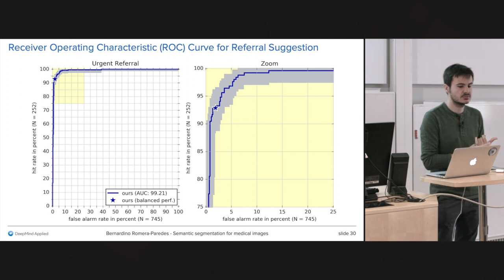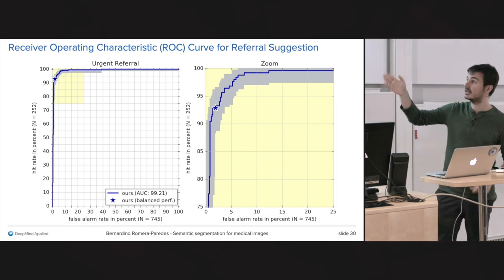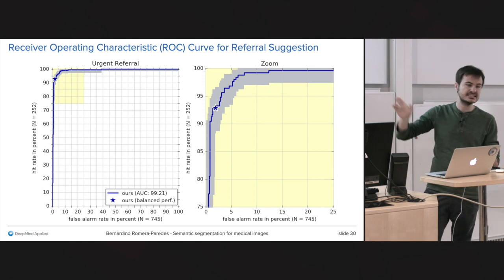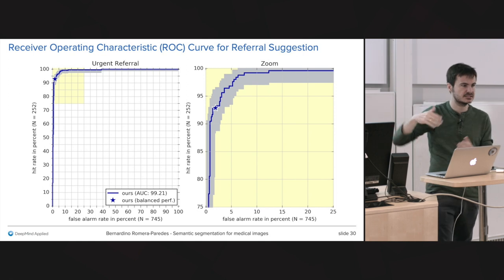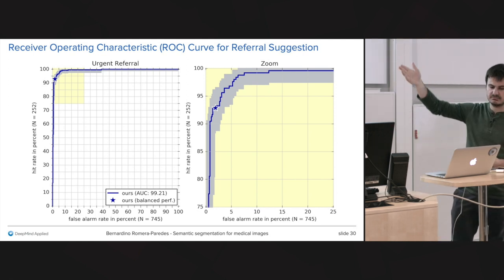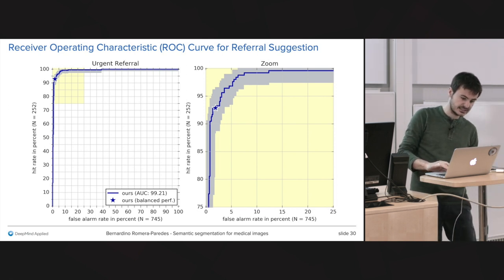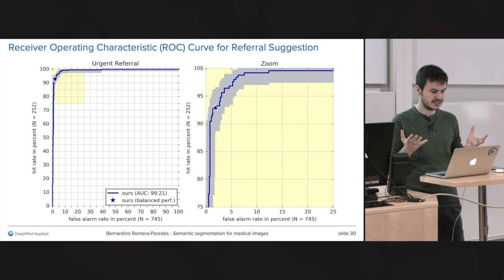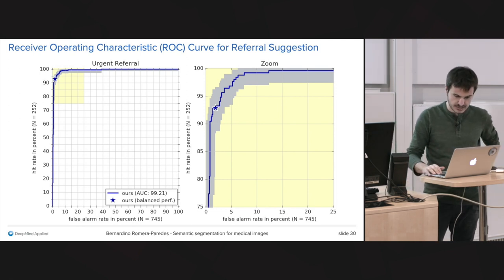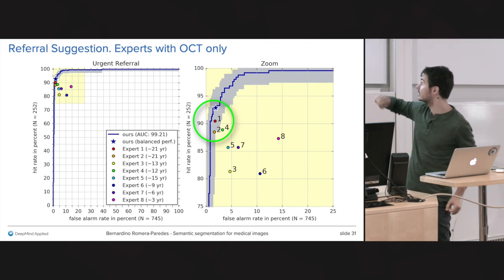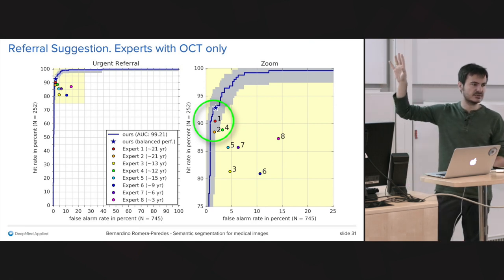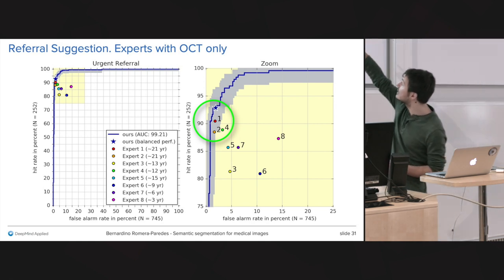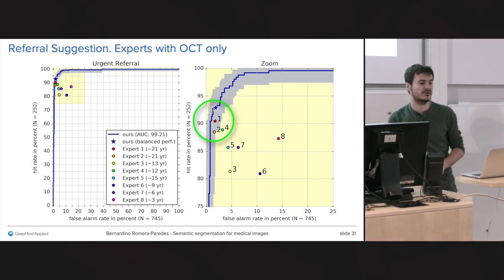So how well does it work? What I'm showing here is a ROC curve of hit rate versus false alarm. This is for the top class, the urgent referral class, which is the most important. We can see that the ROC curve looks pretty nice. It's almost perfect. Actually, the area is 99.21%. But how well is this actually doing? In order to have a real estimation, we compare it with actual expert doctors, and that's how they perform. We can see that when the doctors classify an OCT scan, they are worse, and actually significantly worse than our model, except for the top two, who are experts with more than 20 years of experience.